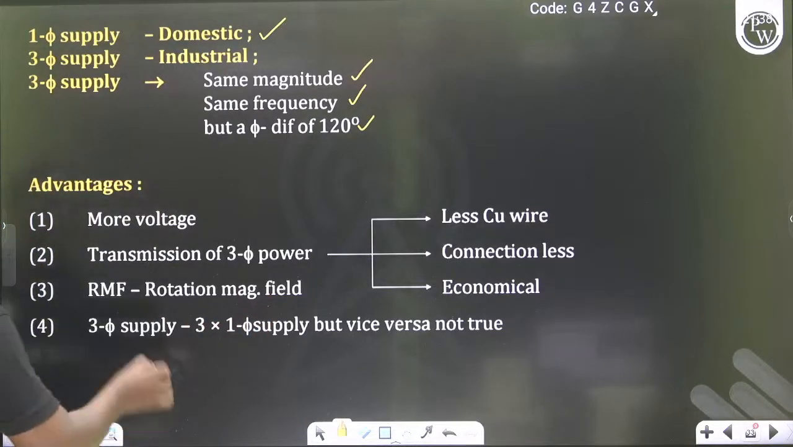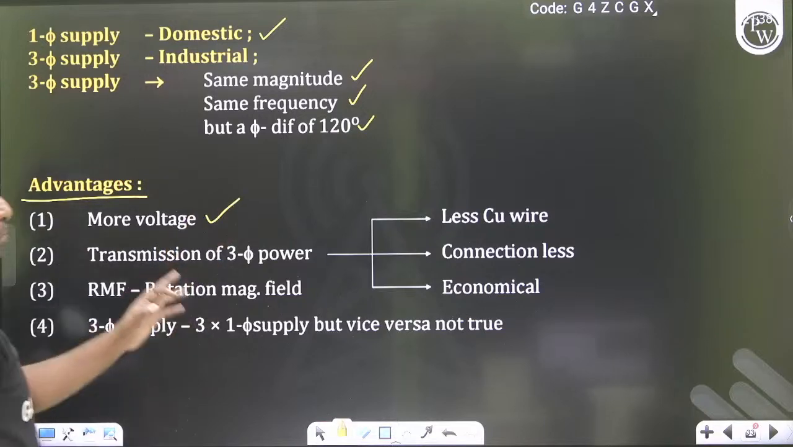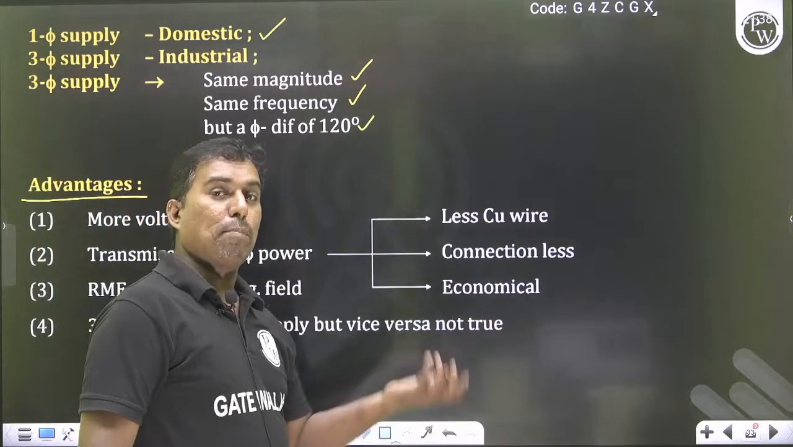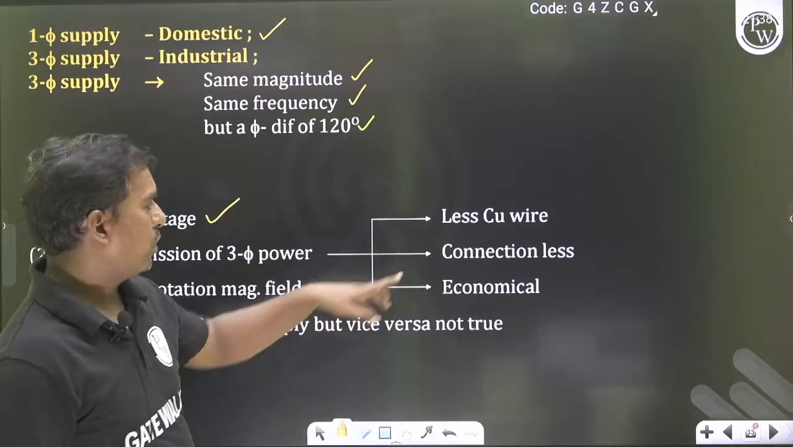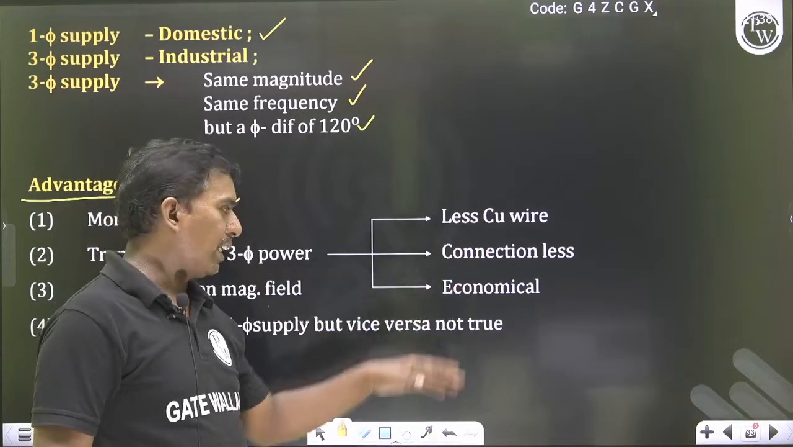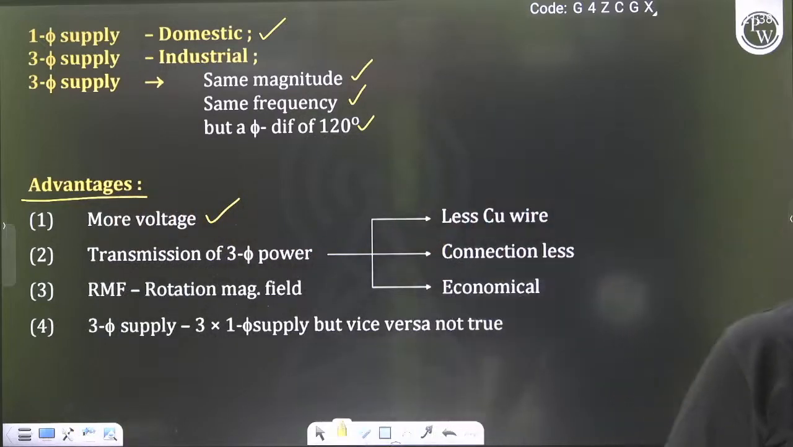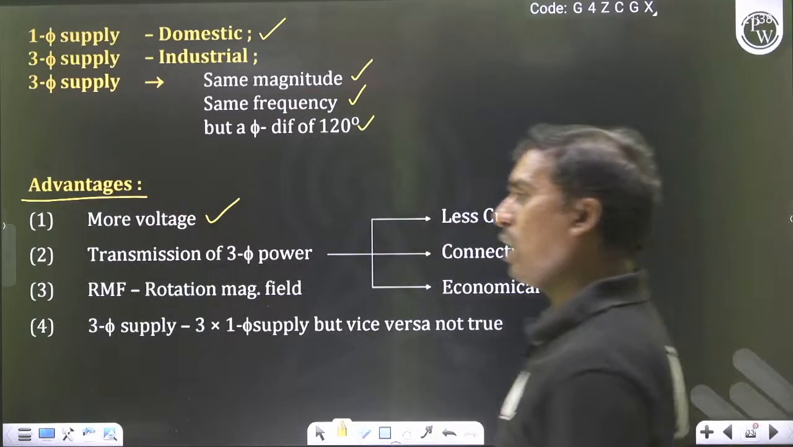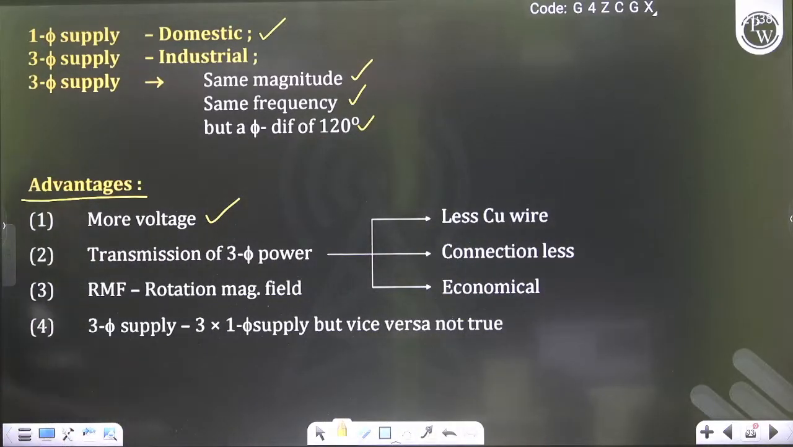So what are the advantages of three-phase supply? More voltage is possible. Transmission of three-phase power comparatively single-phase power multiple times if you want to transfer. So less copper wire is suitable, connection less होता है and economical भी है. So three phase power is more suitable. Yes, Anand ji boss, I am good. So three phase power is best suitable for industrial application because of the advantages.